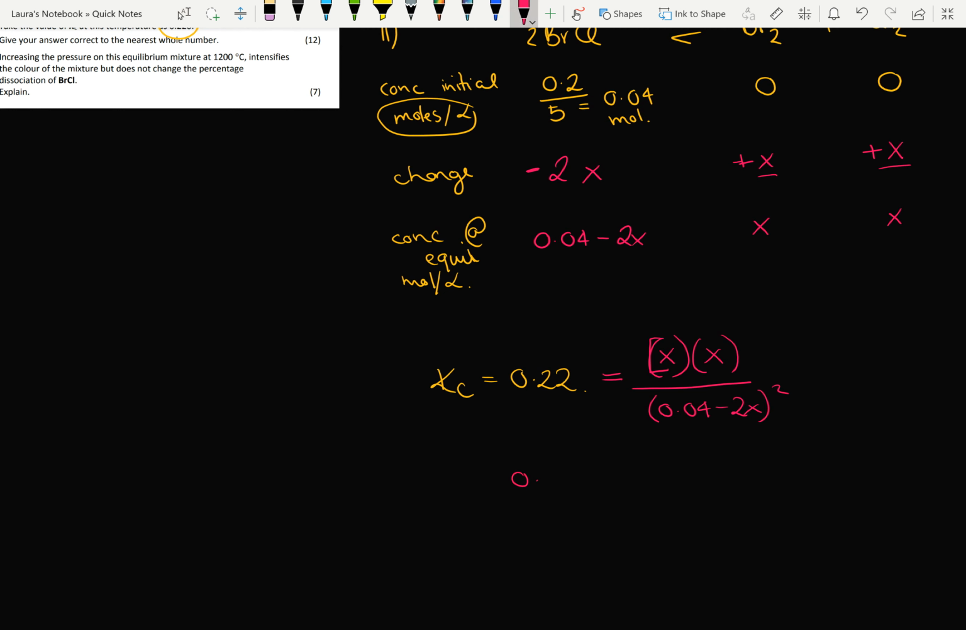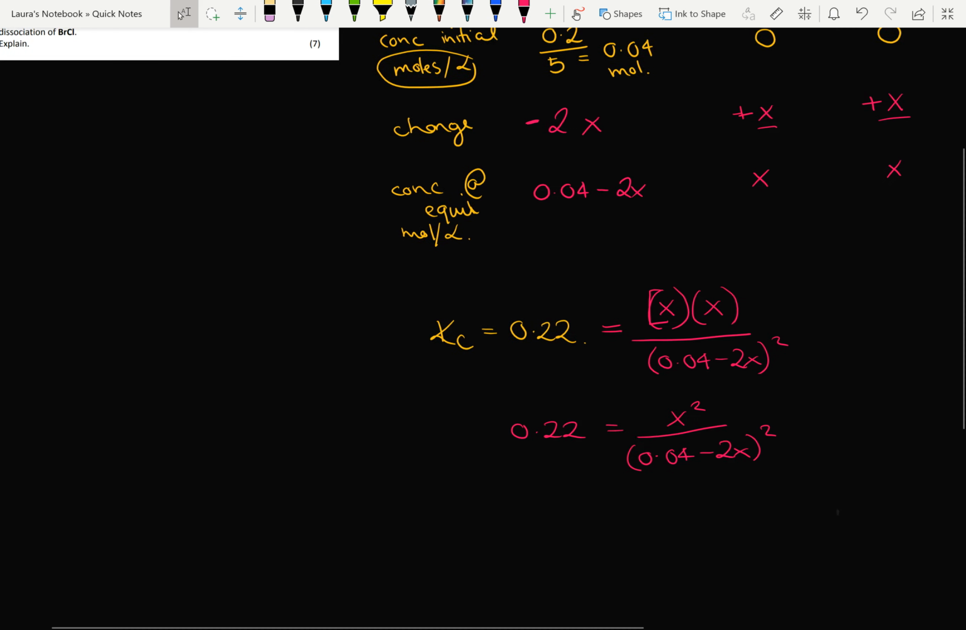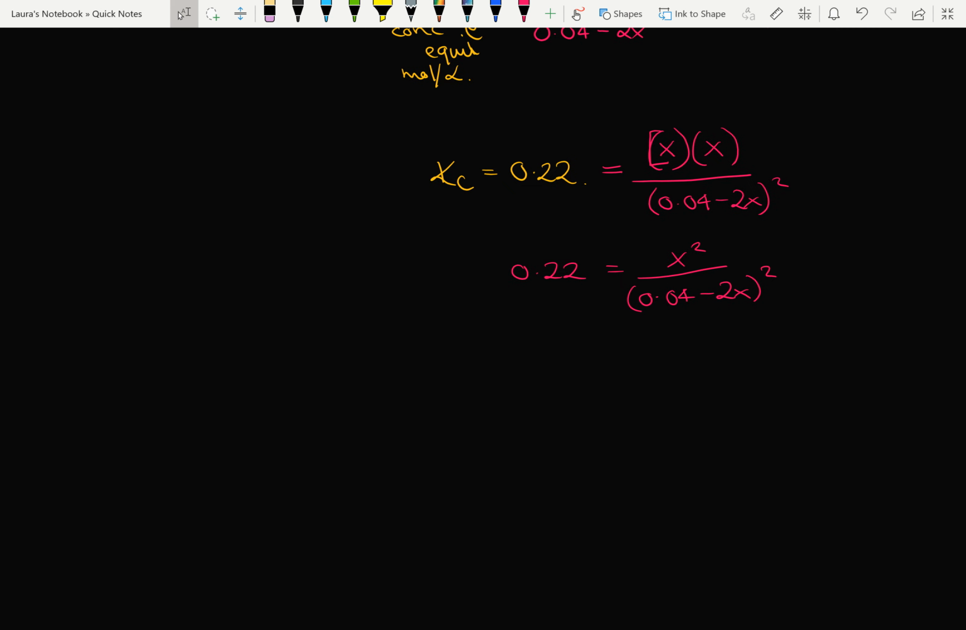So what we want to do is tidy this up now. We've got an algebraic expression, so this is going to simplify down into a quadratic equation. And I'm going to let you guys do the maths on that, and I'm going to just write the results.